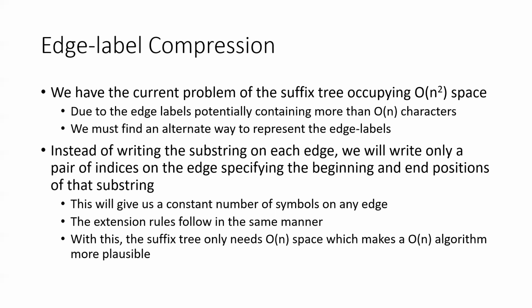Say we have a string that represents the entire alphabet: A, B, C, D, E, F, G, all the way to X, Y, Z. Each suffix of that string is going to begin with a distinct character. If you remember one of the properties of suffix trees, every single edge from a node starts with a distinct character. So what does that mean? That means the root itself is going to have 26 edges coming out of it.